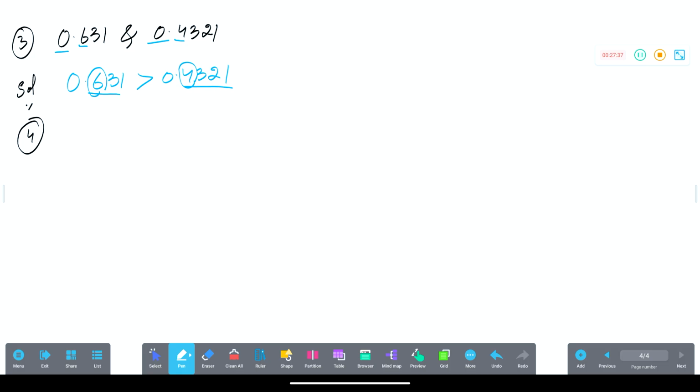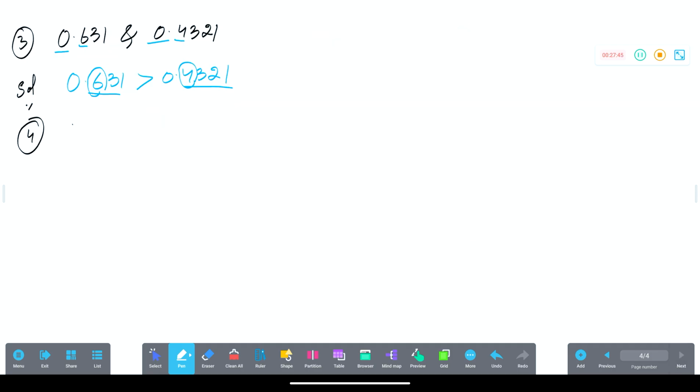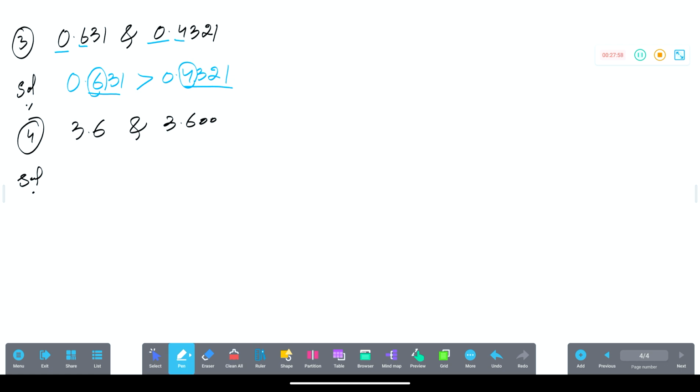The fourth example, and the last example probably, of comparing decimal numbers. Let me check the fourth example in the previous slide. It is 3.6 and 3.600. I am writing the solution. I hope most of the students already know the answer. Which one is right? Now, comparing the whole part. It is 3 here, it is 3 here. No difference at all. Now, after the decimal point, the 10th place is 6 and the 10th place is 6, same. So we will not get the comparison among the two, which one is smaller, which one is greater.